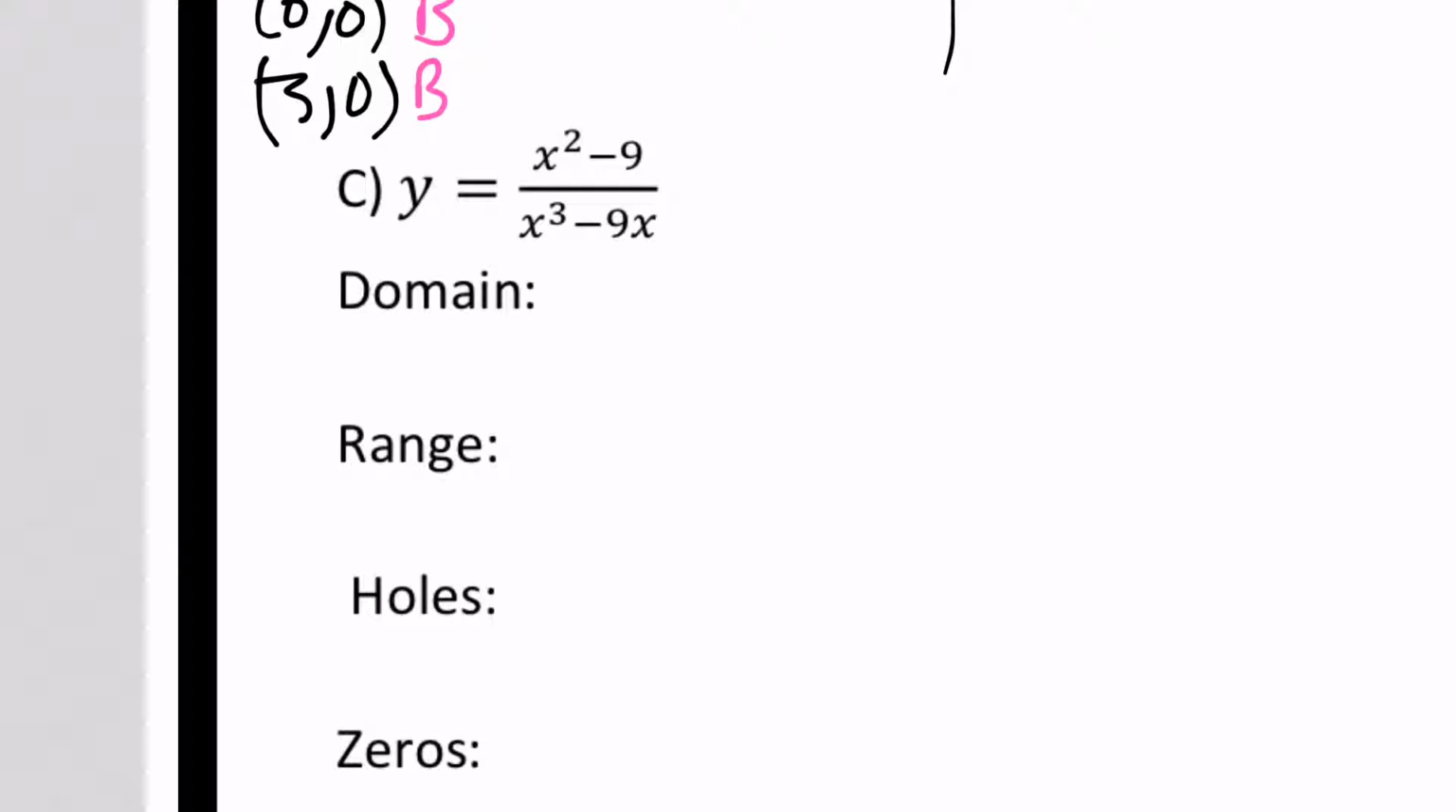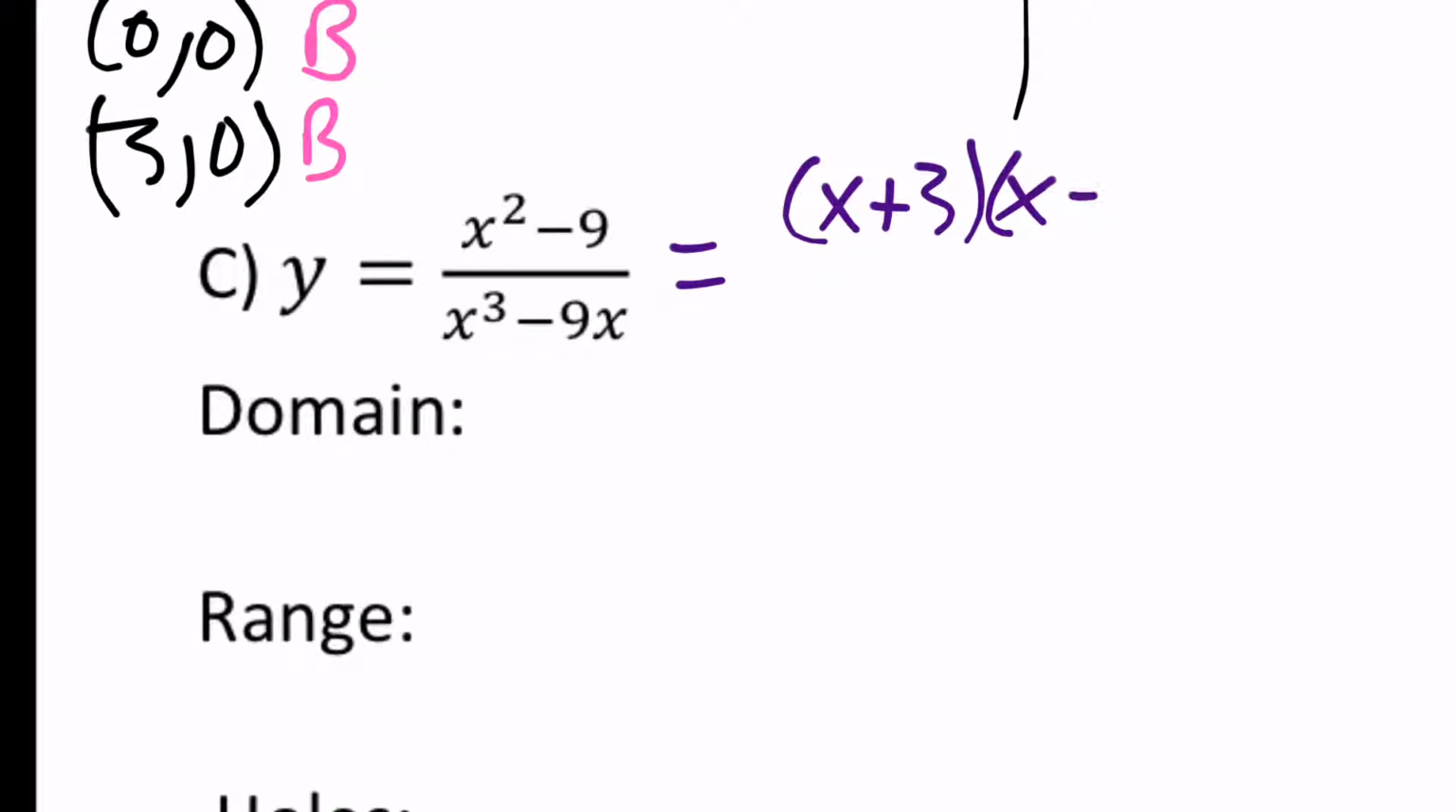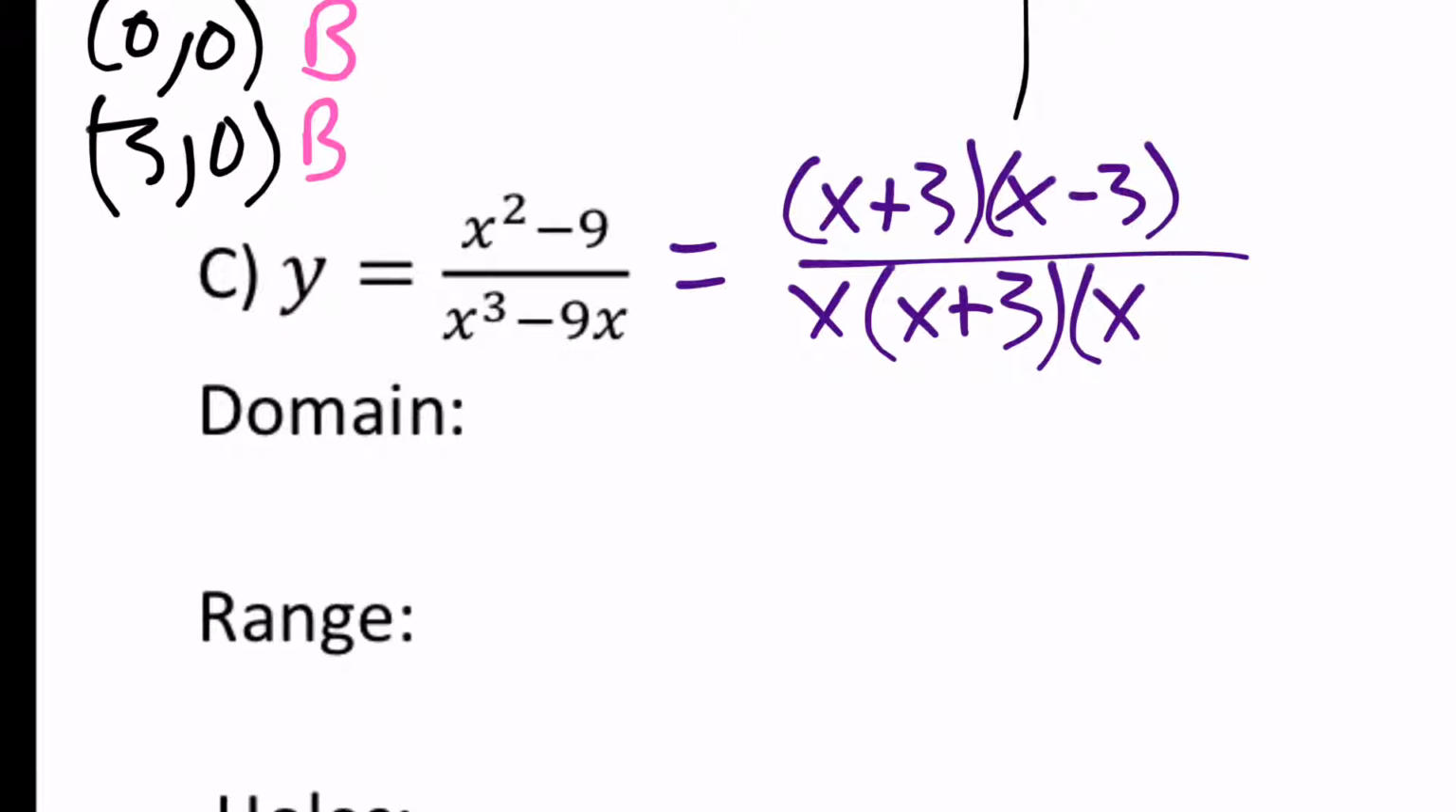Okay, C, yay, we get to sketch a rational function. Numerator, factor it: x plus 3, x minus 3. Denominator, factor it as well. Pull an x out. Once you pull an x out, you will be left with x squared minus 9, a difference of squares: x plus 3, x minus 3.